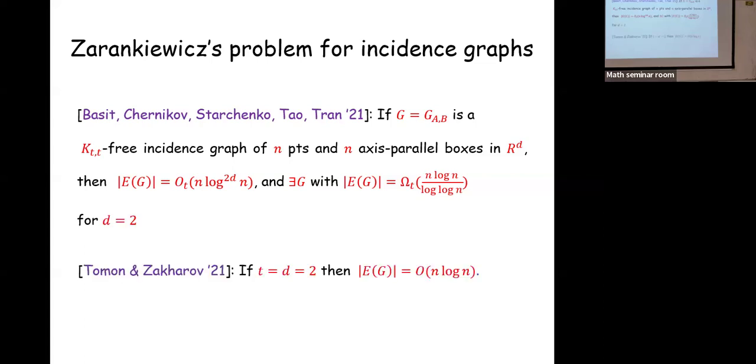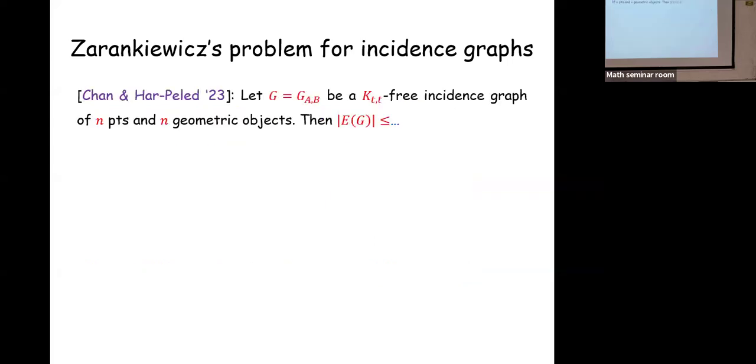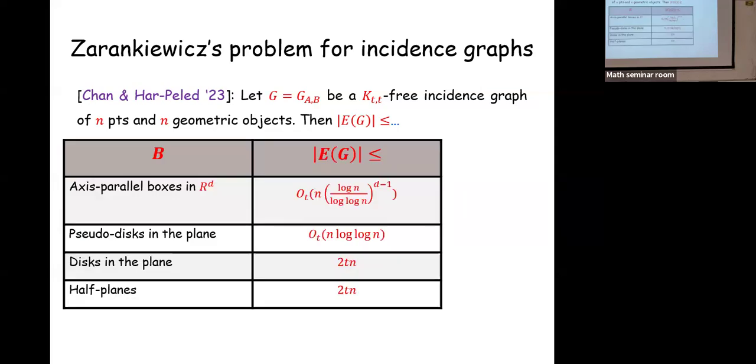And for d equals 2, it was improved to n log n in '21. And this caused Sariel Har-Peled and Timothy Chan to systematically study where we can get almost linear bounds. This is what, for example, they were able to prove. So these are really semi-algebraic. You have points on one side and some full-dimensional sets on the other side, like axis-parallel boxes or pseudo-discs in the plane, which is not even algebraic. And they got this bound, let's say, n log n.